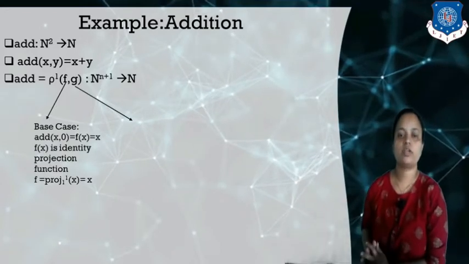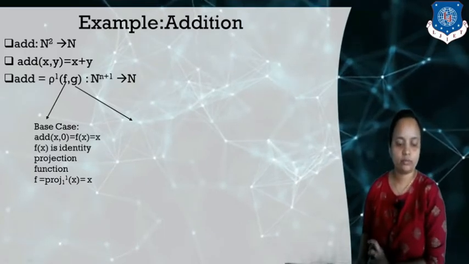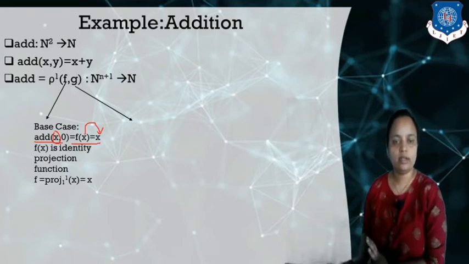So we are going to define our base case: add(x, 0) is equal to f(x), equal to x. Now if we look at this function f(x), it means that the same value we have to return. If we call add(x, 0), it always returns this number. Adding 0 to a number always returns that number.